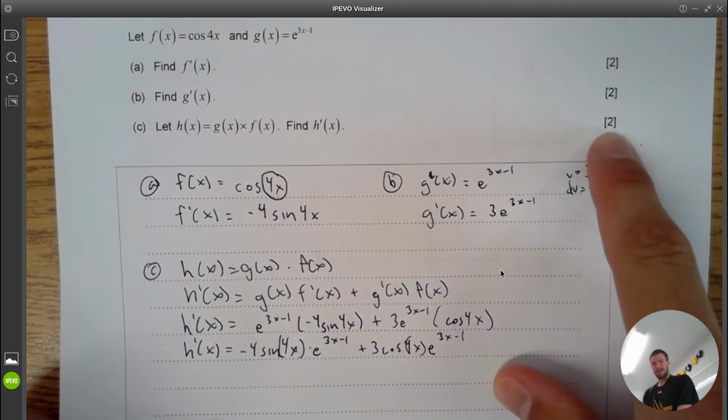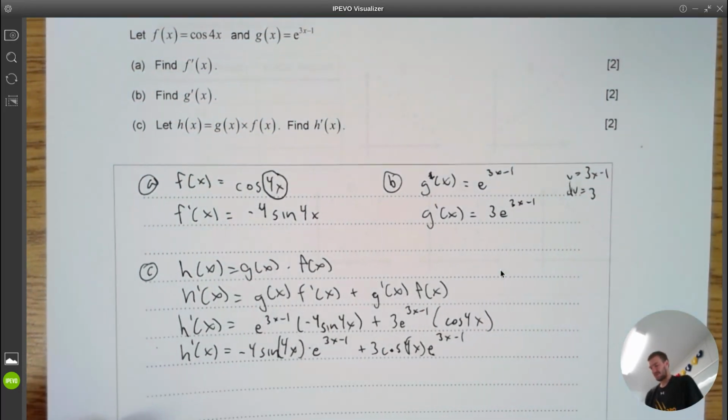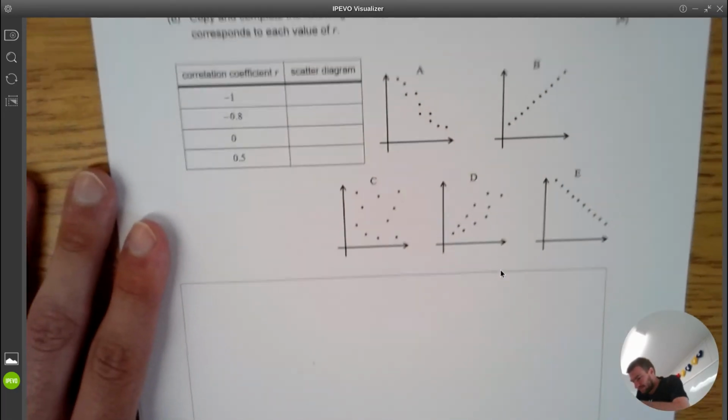Yeah. When I noticed that this was only 2 marks, I knew I really wasn't going to have to do very much math, so not too bad.